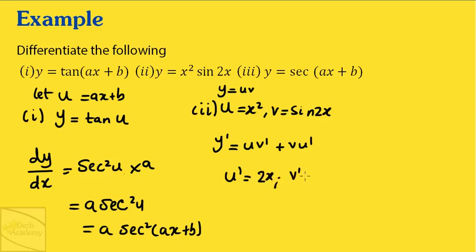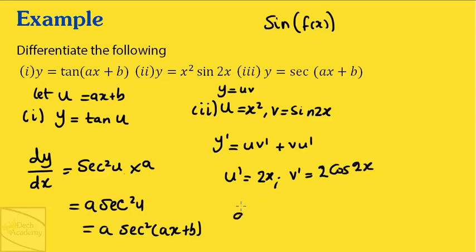What is v prime? Differentiating sine 2x with respect to x gives, well, you first differentiate the function, because this is of the form of sine of a function of x. So when you want to differentiate this, you first differentiate the function of x, which is 2x, to give 2, and you multiply by the cosine of 2x.